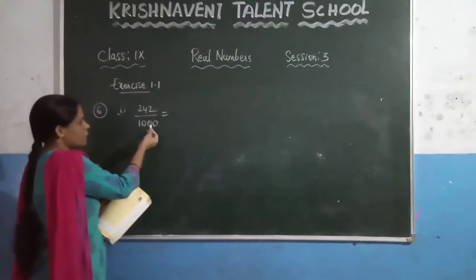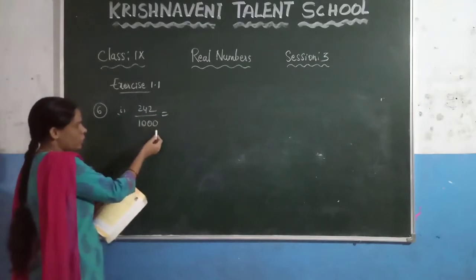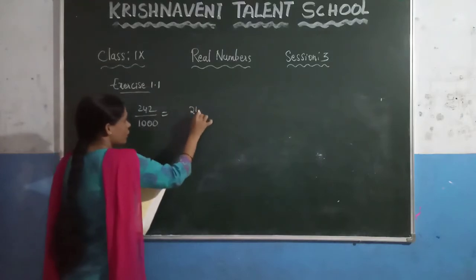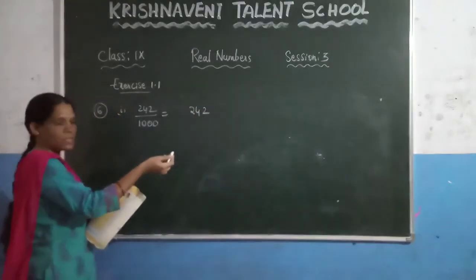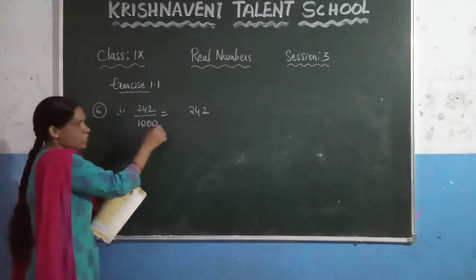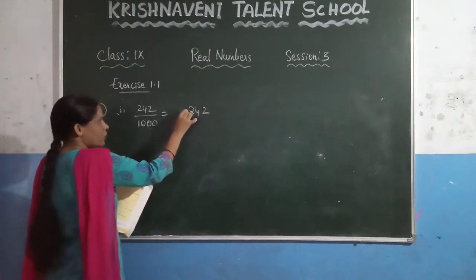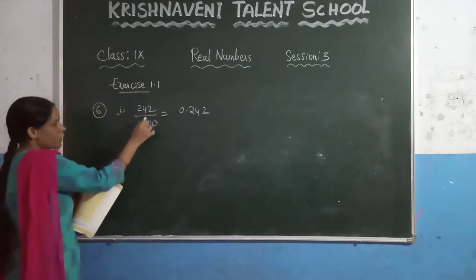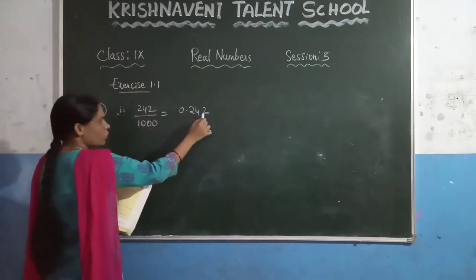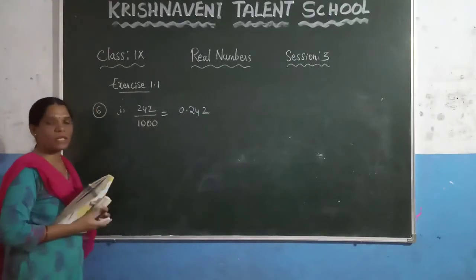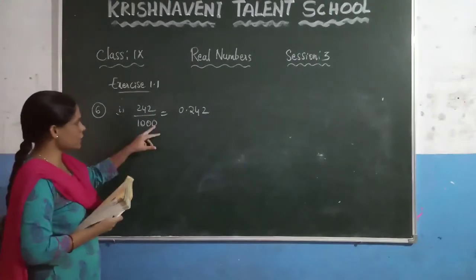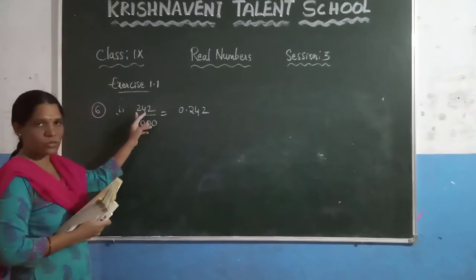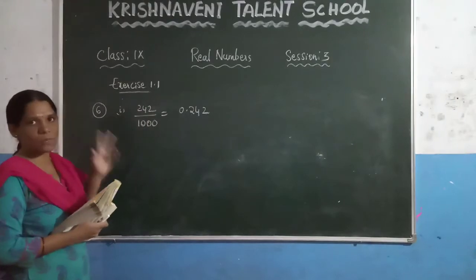Just check how many zeros are there. Here in the denominator, how many zeros are there? 1, 2, 3. So write the given number 242, and from the right you have to move 3 digits. 1, 2, 3. Here you have to keep the decimal point. Before that you need to keep 0. So you can write 242 by 1000 as 0.242. You need to check in the denominator how many zeros are there. Since 3 zeros are there, you have to move 3 numbers to the right, and after that you need to keep the decimal point.